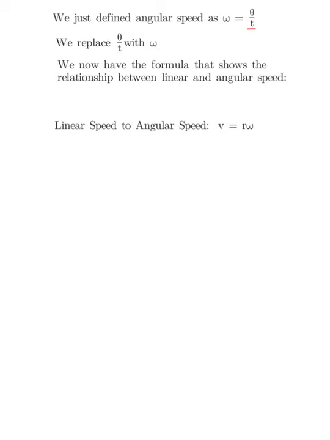The formula that shows the relationship between linear speed and angular speed is V equals R omega, where V equals linear speed, R equals radius, and omega equals angular speed.